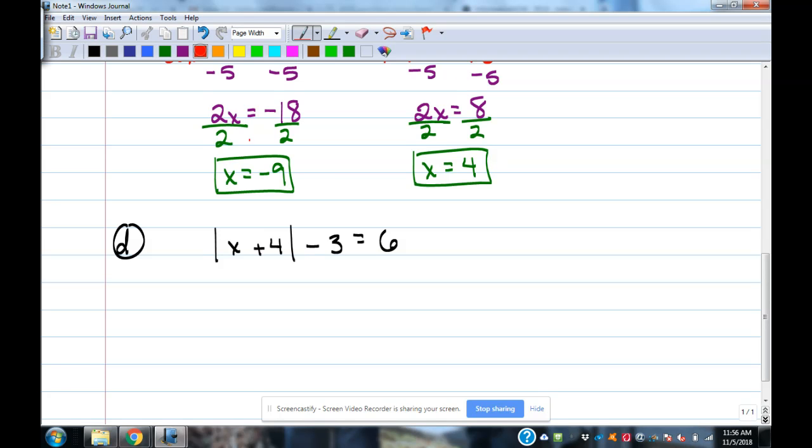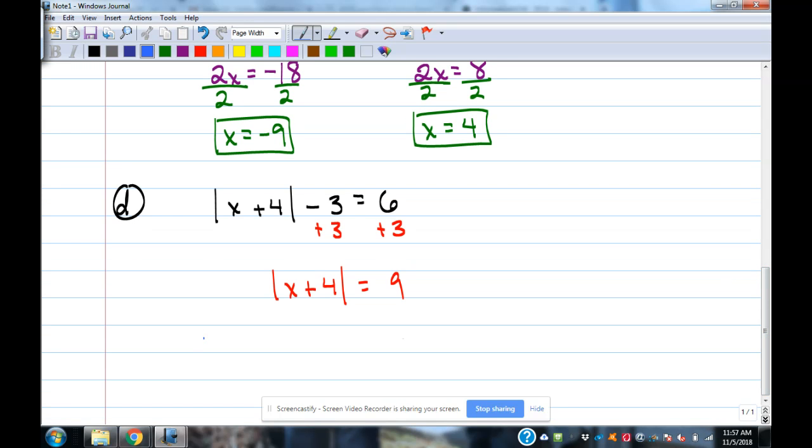I need to get the absolute value stuff by itself before I set up my two equations. Okay? So here I'm going to add 3 to both sides. And there's my absolute value of x plus 4. 6 plus 3 is 9. Now I've got a problem where something has a distance away from 0 of positive 9. X plus 4 is 9 units away from 0. So our two equations that we would set up for this problem are what? x plus 4 equals positive 9, and then x plus 4 equals negative 9. And then we solve each of those individually.